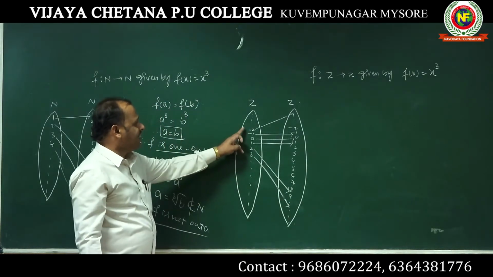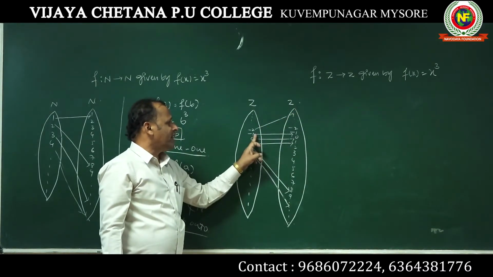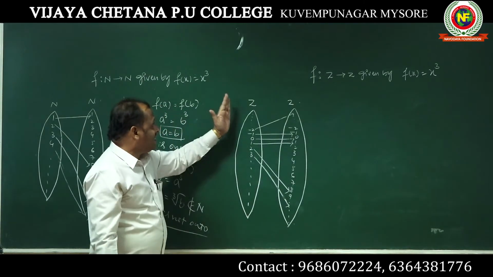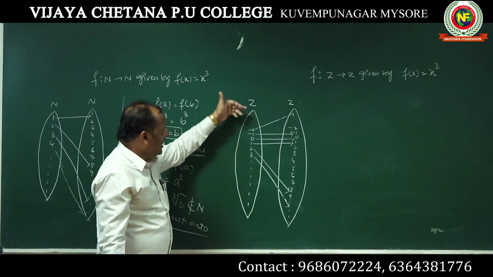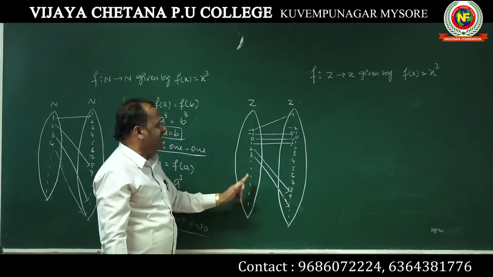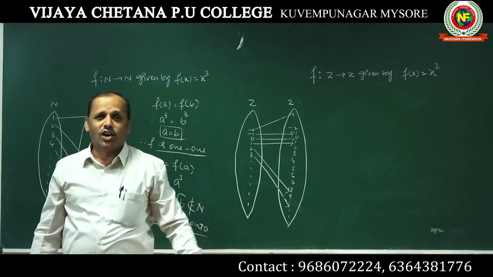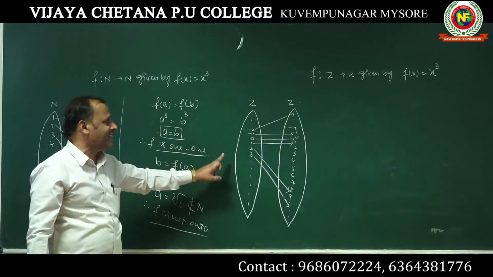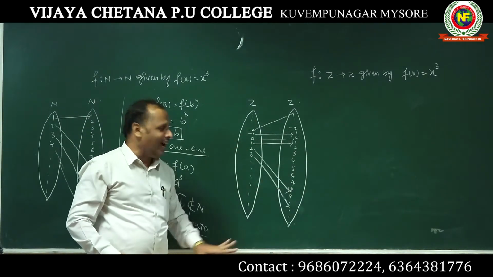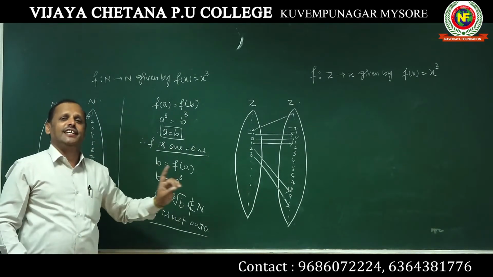Look, now minus 2 gives minus 8, minus 1 gives minus 1, 0 gives 0. Totally, for the integers in the first set, all the elements of the first set have different images in the codomain. So we can say this is 1-1. Yes, definitely it is 1-1.